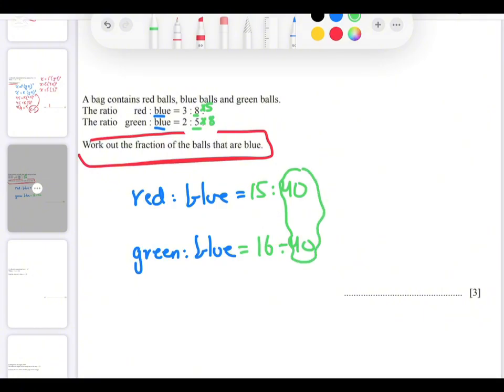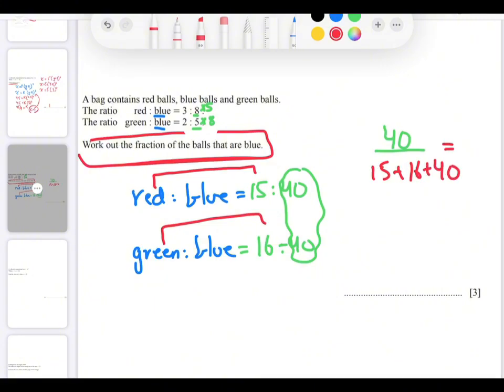That's what we require, because we need the fraction value of blue. So in the numerator I will write the value of blue, and in the denominator I need to put the sum of all three balls. The ratio of red is 15, the ratio of green is 16 and the ratio of blue is 40. So in the denominator we have to put the total value, so it will become 71. So 40 upon 71 is the correct answer.